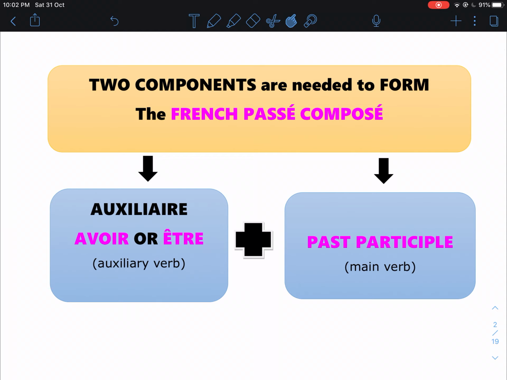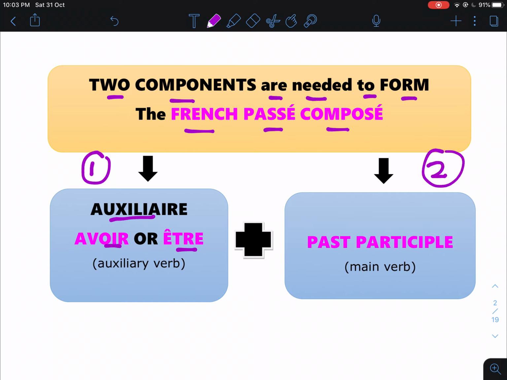Okay, right. You have two parts. The first part, okay, is auxiliary. So here are written two components. You have two components needed to form the French Passé composé. So this is the first part: auxiliary avoir or être. Okay, so you have two choices, either auxiliary avoir or être, and the second part is the past participle. It is the main verb.